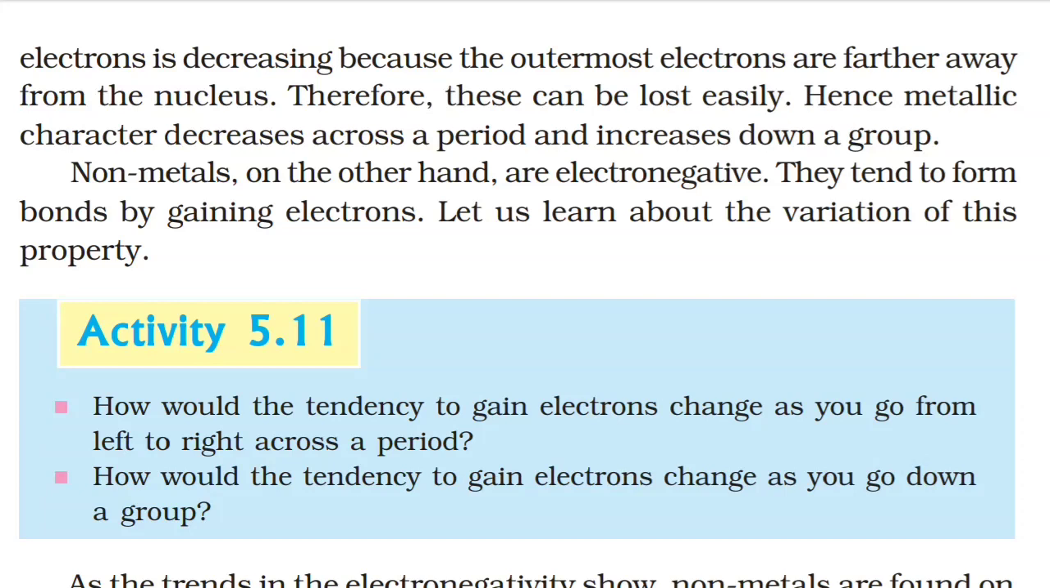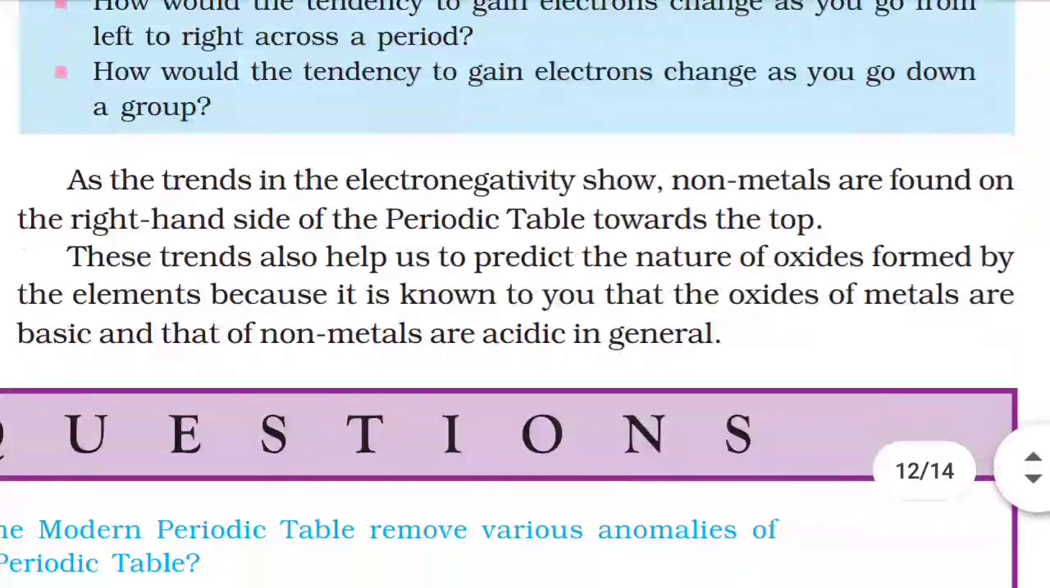This is something to remember. So, I repeat, metallic character decreases across a period and increases down a group. Non-metals, on the other hand, are electronegative. They tend to form bonds by gaining electrons. Let us learn about the variation of this property.